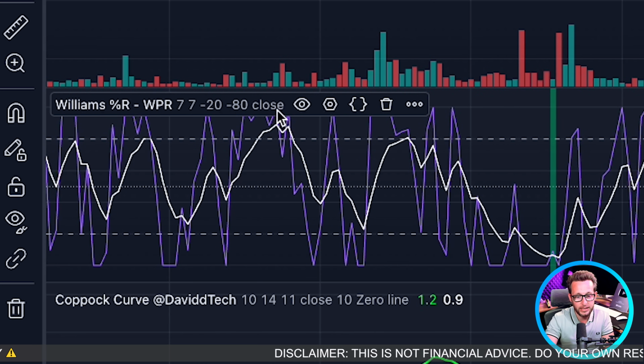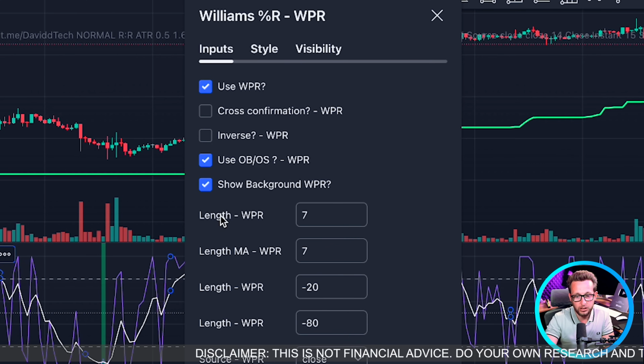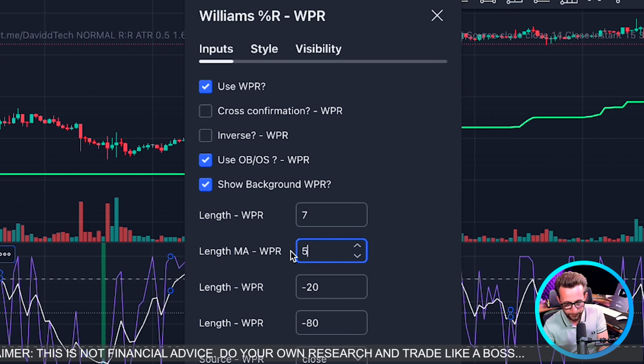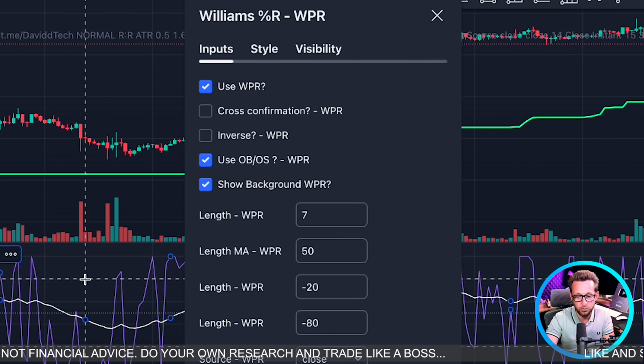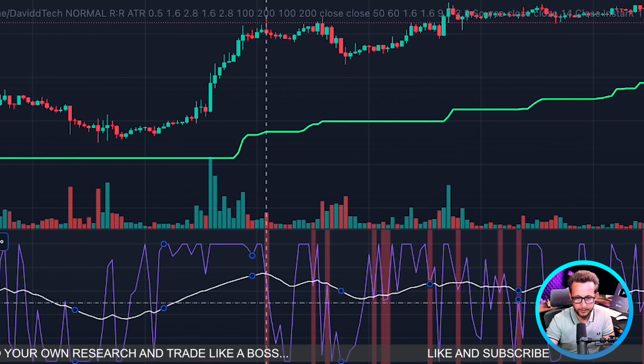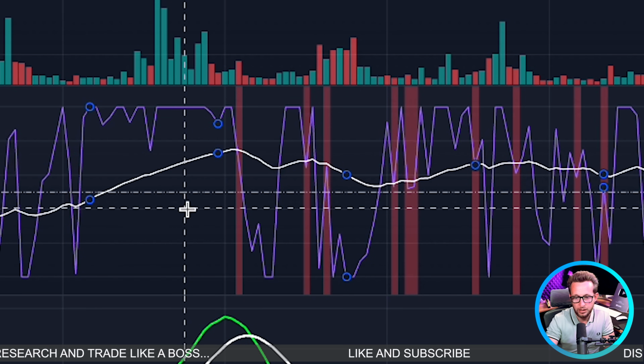Right, let's set this up as it should be. First thing we're going to do is set the length of WPR to 7. We want the moving average to be 50. We're actually going to be moving these white bands here to -50 and -50. As you can see, that has actually increased the number of entries.